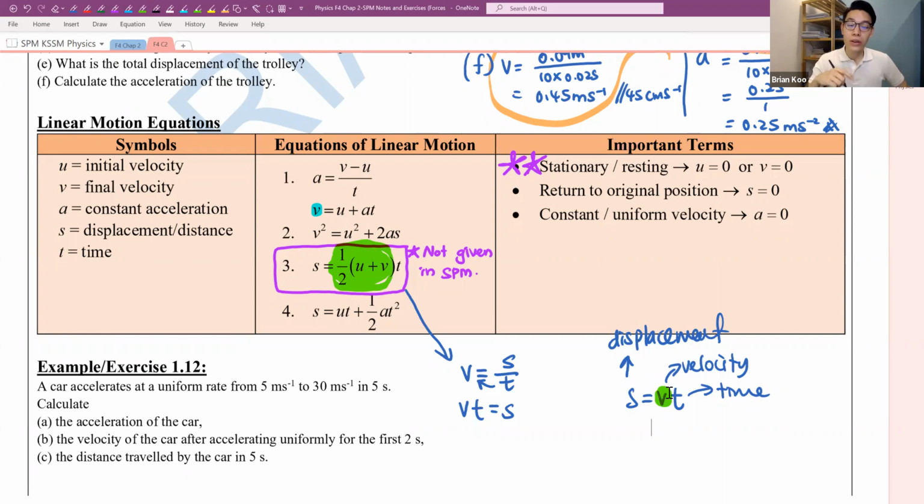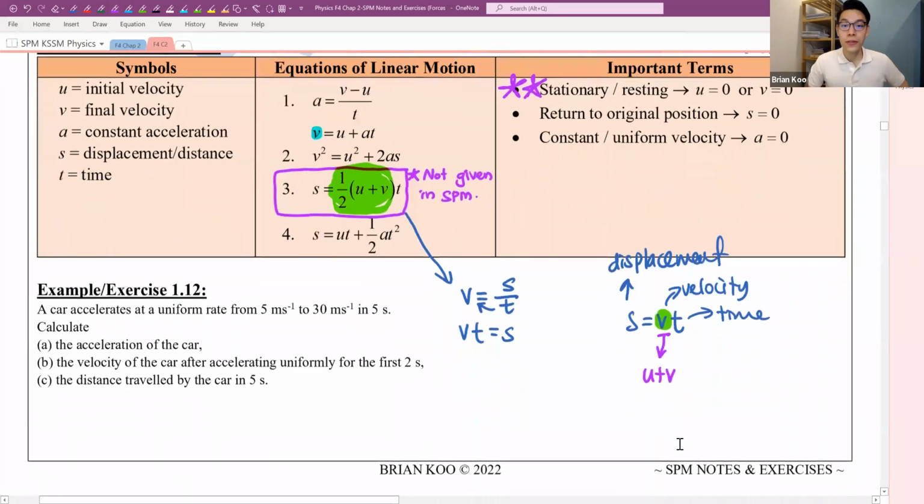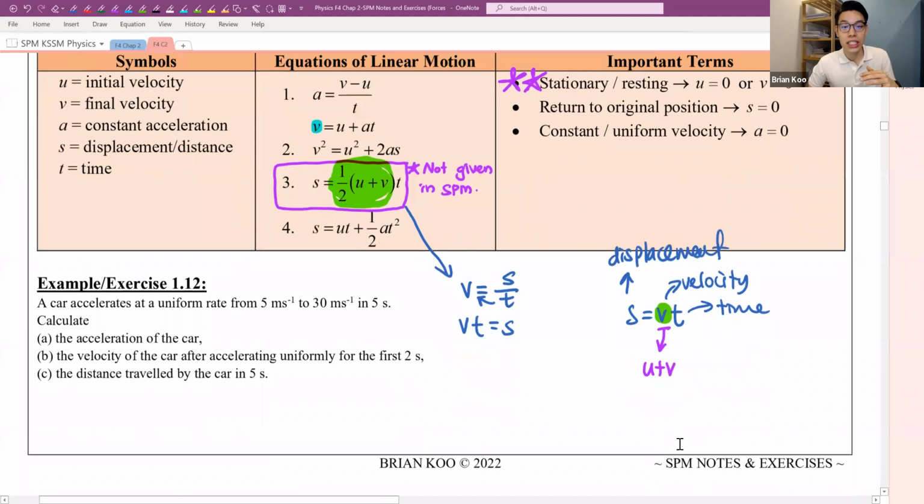But if you take the front one only, also cannot. So what if I take both? If I take both, I need to find the average of both actually. So that's why you divide by 2. Divide by 2 is the same as times half. So that's why your displacement equals velocity times time.